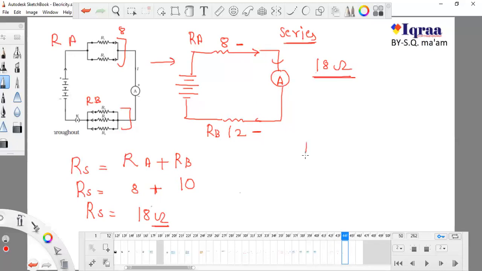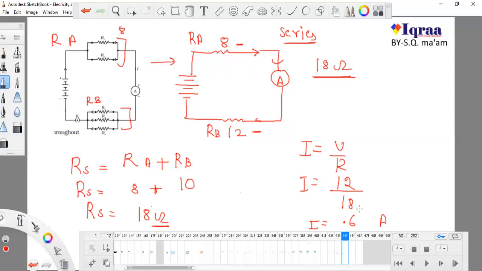So I have to find out the value of current, and the value of current is V by R. The value of V is provided to us, as I mentioned, that is 12, and R is 18. So whatever the value is coming, it will be approximately 6 point something ampere. So this is how I can do my question. We have to work on it more.